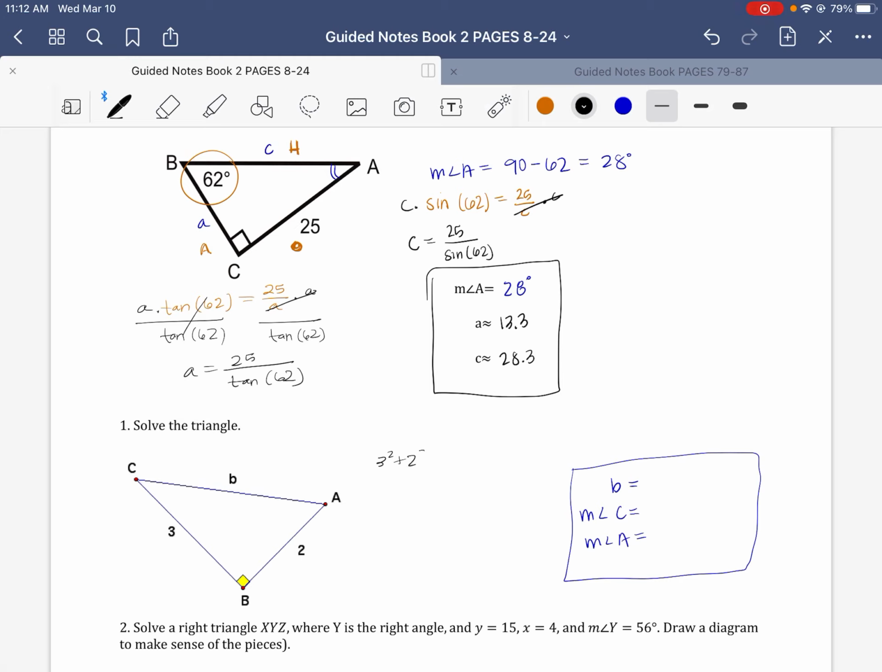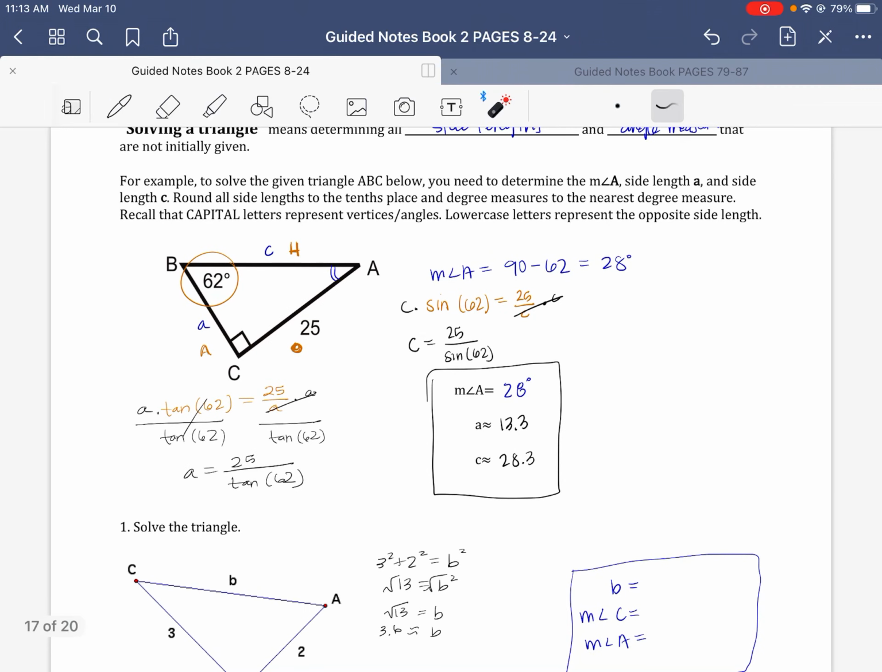So I'm going to go leg squared plus leg squared is equal to hypotenuse squared. I get 9 plus 4 is 13 equal to b squared, so we square root. And b is equal to the square root of 13, or approximately, those little squiggles mean approximately 3.6.